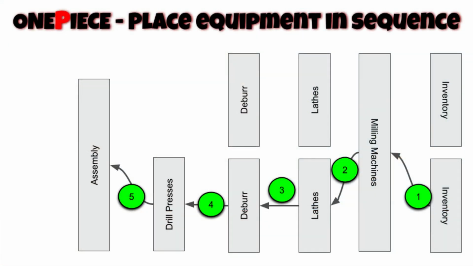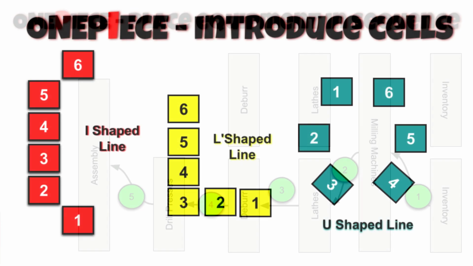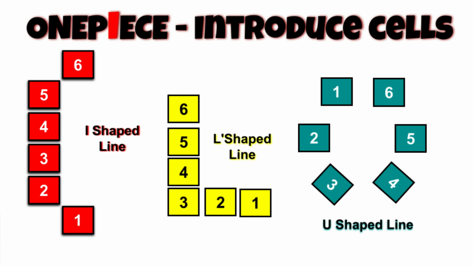Next is step 4. Place equipment in sequence. Now it's time to transition from planning to doing. Start to put your equipment into a sequence according to the process flow. Then step 5, introduce cells. Begin to set up U-shaped cells in your organization.